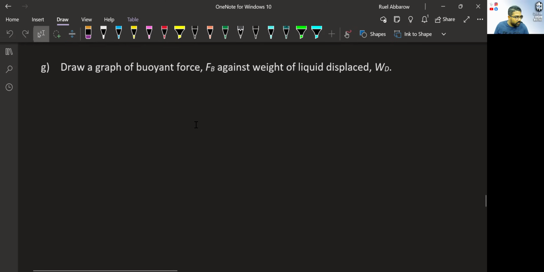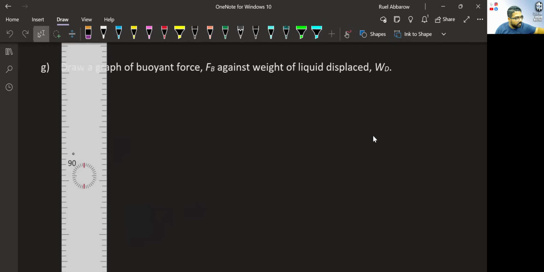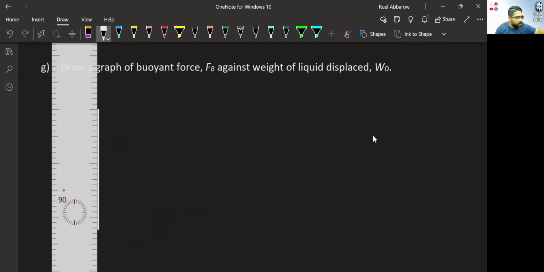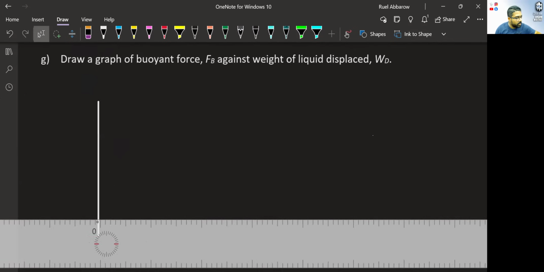Okay, then we go to the graph. So draw the graph of buoyant force against weight of liquid displaced. When you plot your graph, you won't get a perfectly aligned set of points. Right? Okay, so number one, you must label your axes properly. Y-axis and x-axis must be labeled properly.